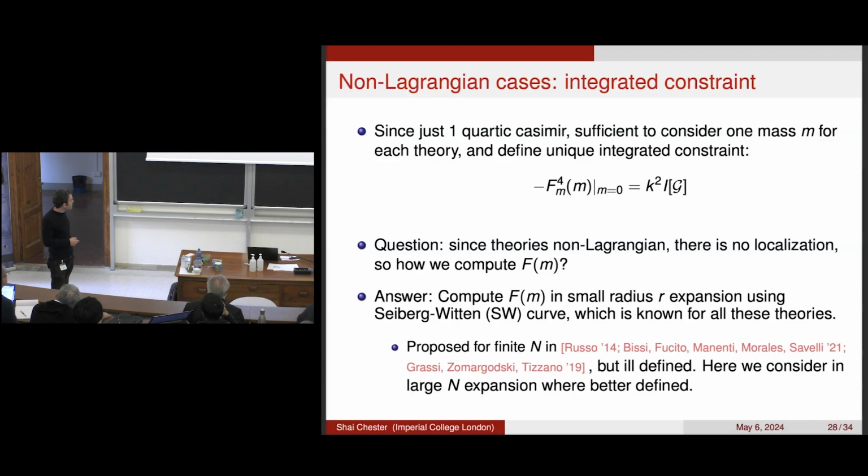And so the novelty of our paper is that we're considering this proposal at large n, where things are a little bit better defined. And we actually have some checks on this proposal now.